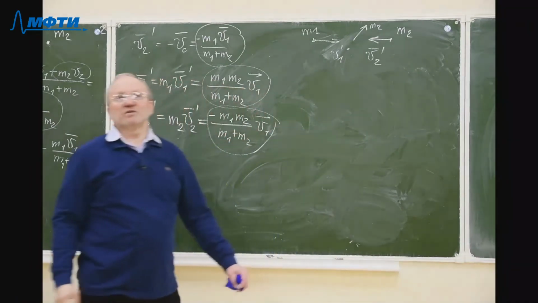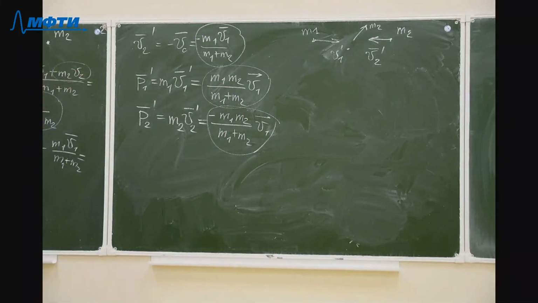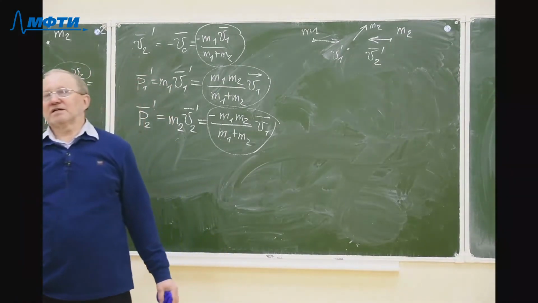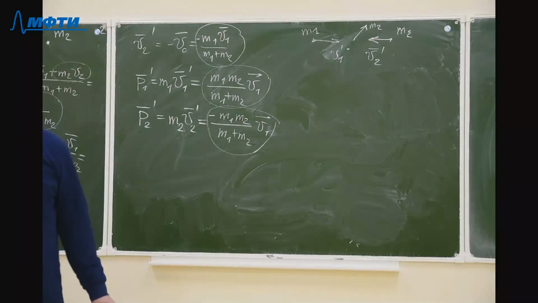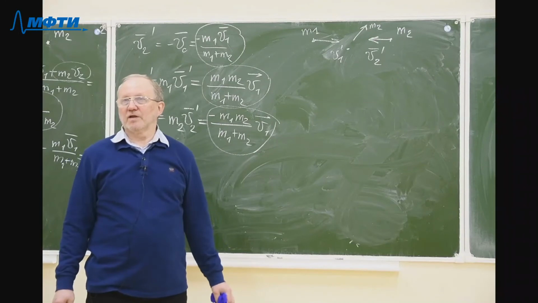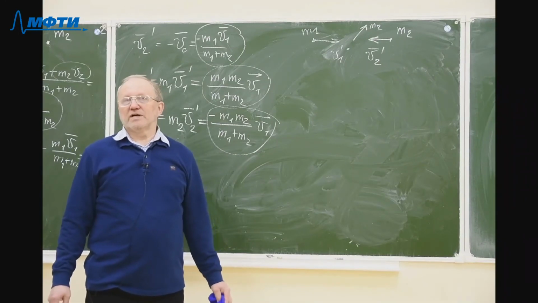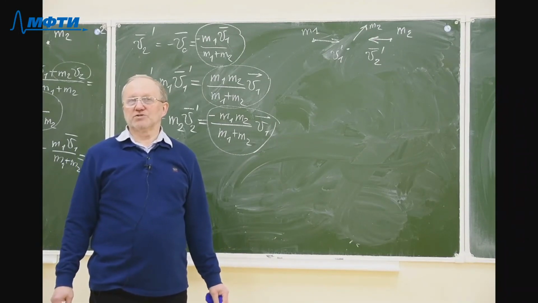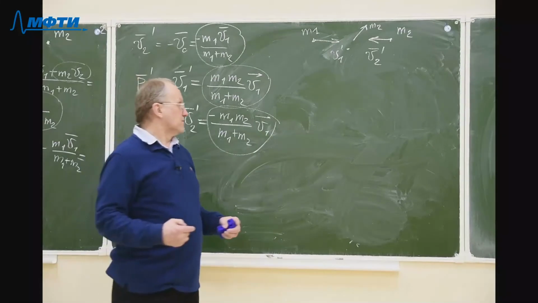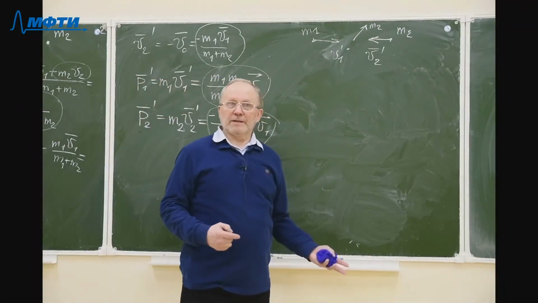In what direction will the first particle and the second particle go? We have already discussed the law of momentum conservation. When is momentum of a system of particles conserved? When there are no external forces acting on it. And there are no external forces here.